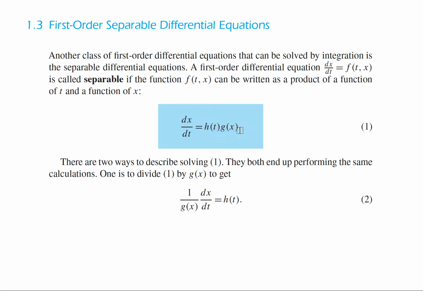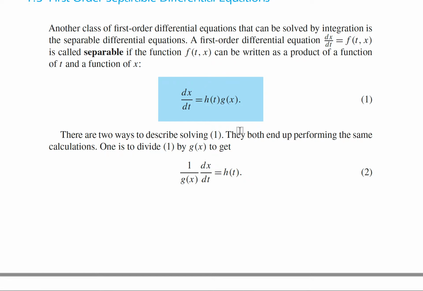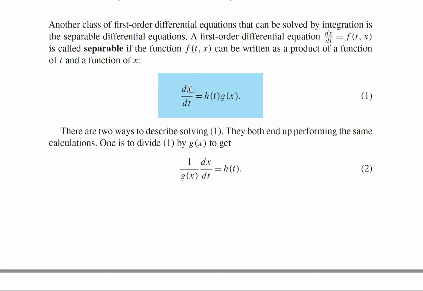So in this case, you will have an equation of the form dx over dt, or x prime, is equal to h(t) g(x). And x is the function that you want to solve. h is given, g is given. g is a function of x, but g is given, and you want to solve for x. Now, in this case, how do you solve for x?